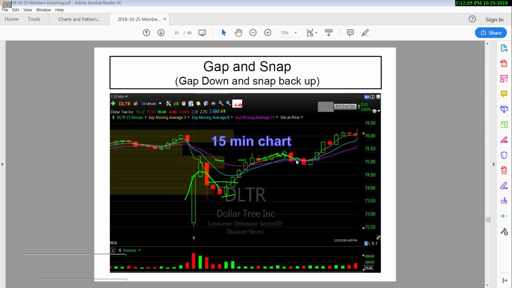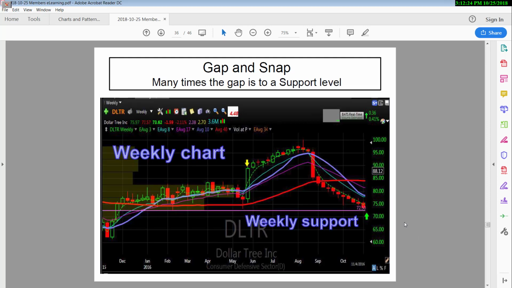It got there, and it had trouble getting there. Eventually, it got up to the prior day high of 76. You have to see these. You have to do it a lot to be able to know when can I go long, when can I fade the gap. But the stock's going to tell you. The chart will tell you.